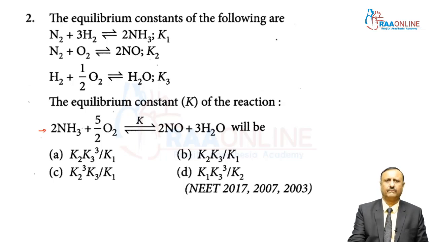You can see in which equations reactants are present and in which products are present. Here water is present, no problem at all, you can take it as it is. Here NO is present, you can take it as it is, and here you can see ammonia is present on the product side, but in the target equation this ammonia is present on the reactant side. So my dear students, this reaction is reversed, and when you reverse this equation, you get twice NH3 giving N2 plus thrice H2.